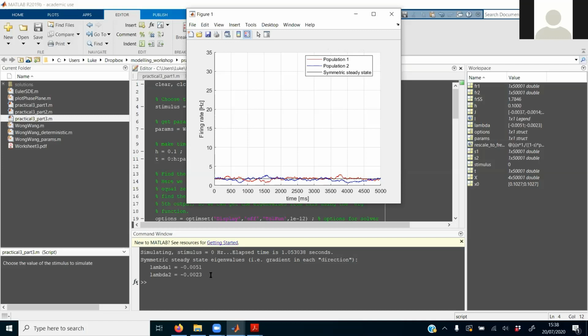So again, we can validate this using the eigenvalues, and this time we find that both of the eigenvalues are negative. So it is a stable steady state. So that is question 2.